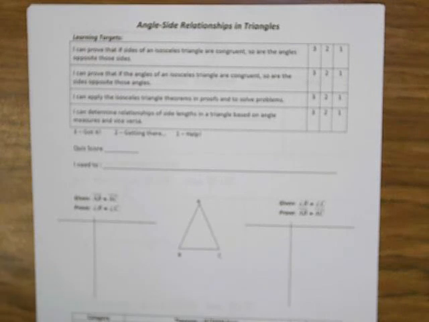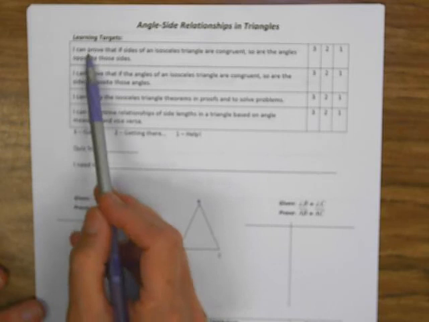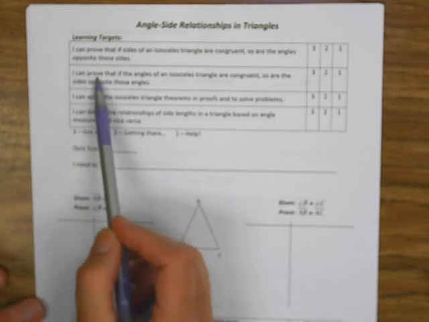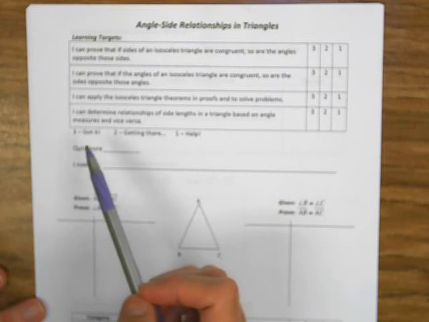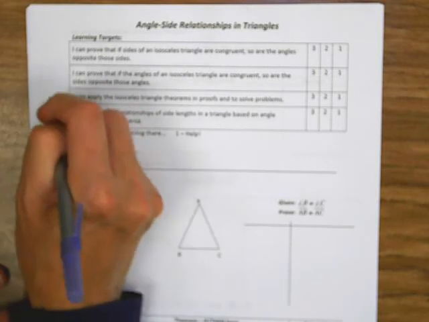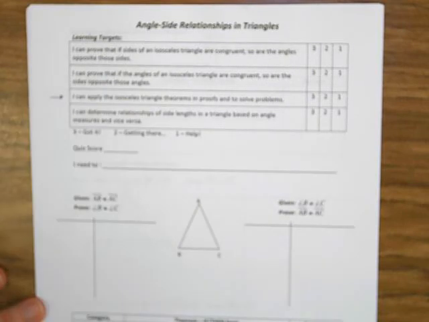Okay, today's lesson is going to focus on isosceles triangles, which we have already talked about. You can see the title, Angle-Side Relationships in Triangles. If we take a look at our targets, we're actually going to skip proving these theorems, which is this first part, but we are going to talk about these theorems that apply to isosceles triangles. Specifically, I can take these theorems we're going to learn and apply them in proofs and to solve problems.